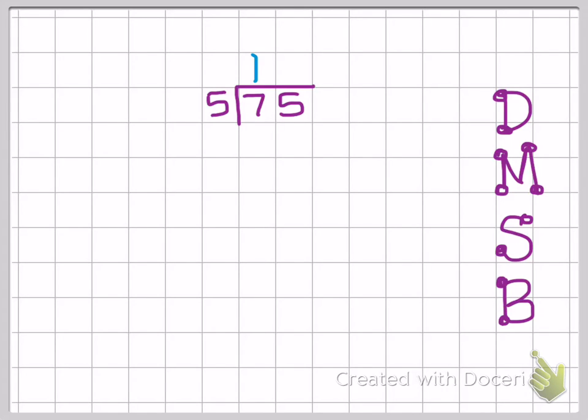So I place my answer there. I divided. 7 divided by 5 is 1, with some left over. So we'll find that out by multiplying 1 times 5. 1 times 5 is 5. Now we subtract. 7 minus 5 is 2. Then I go to my next step, which is to bring the next digit down, which is this 5. So now I'm looking at 25. And I'm going to start my steps all over again.